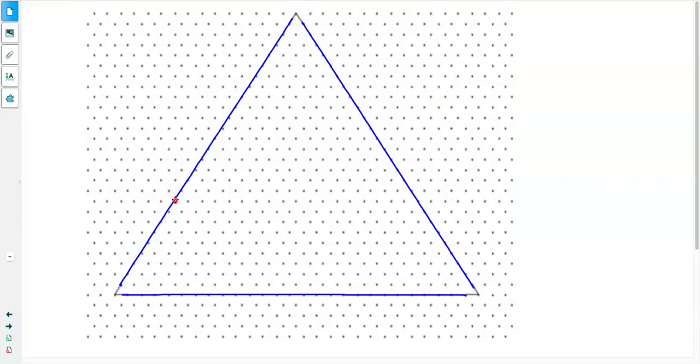So I'm going to mark that on each of these sides. So we've now split this into 3 equal segments. We'll do that with this and this.